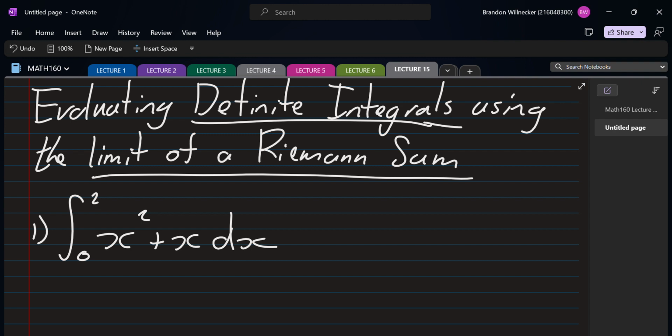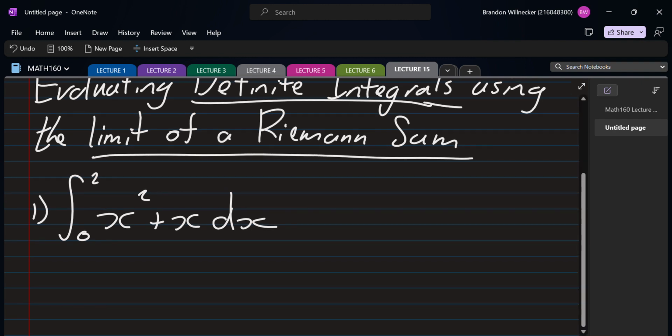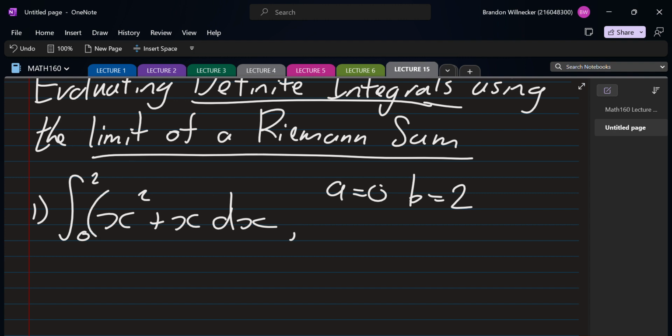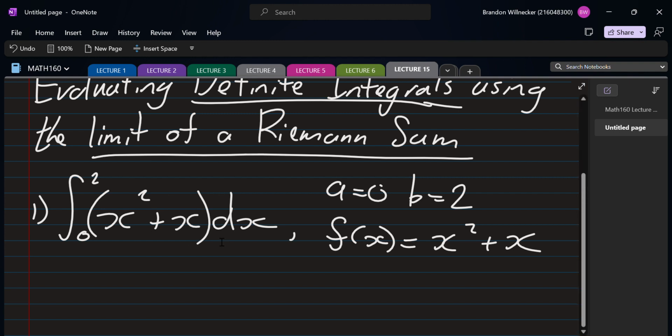From here, we see that the a value is 0 because it's our lower bound. We just read it off from this notation here. So a must be 0. Then the upper bound is 2, so that means our b is 2. The inside part, or the integrand, that's our function. So we know that f of x is equal to x squared plus x. The function's not written explicitly down, but we know that this inside part here is going to be the function.